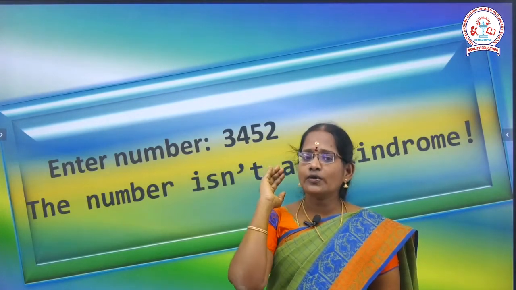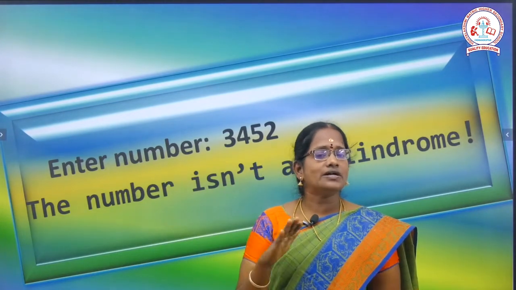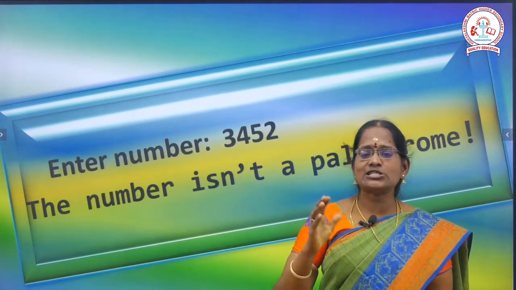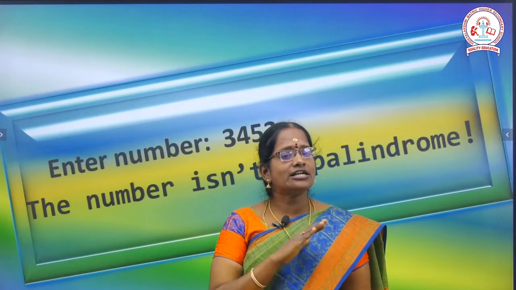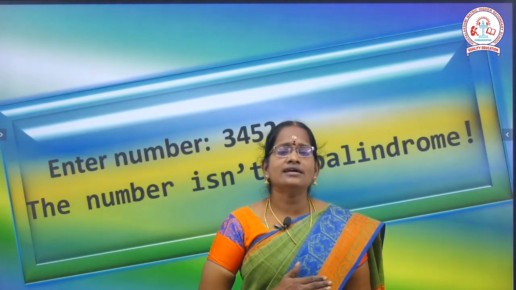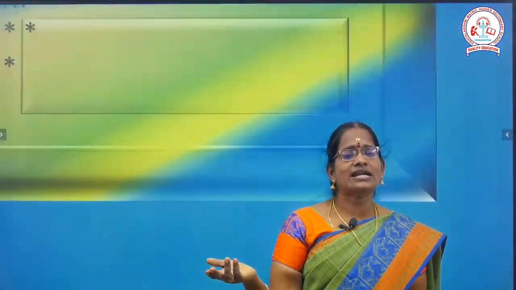Okay, so you enter the number, and if the reversed number and the temporary number are equal, the true part is executed and the message is printed. In case both numbers differ, the else part is printed. Okay, true part means a palindrome, else part means not a palindrome.